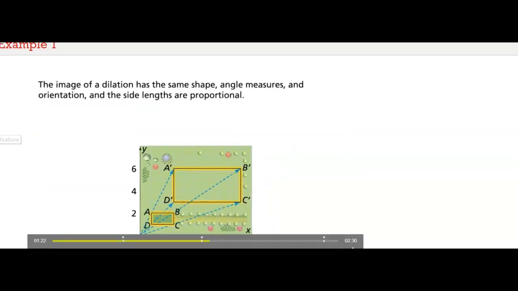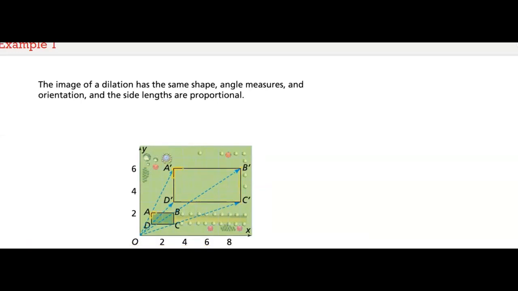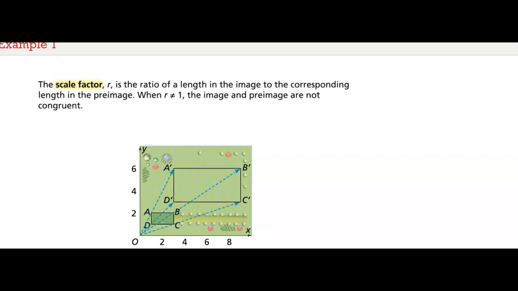The image of a dilation has the same shape, angle measures, and orientation, and the side lengths are proportional. The scale factor is the ratio of the length in the image to the corresponding length in the pre-image. We use r to represent the scale factor because it is a ratio of lengths. When r is not equal to 1, the image and pre-image are not congruent.